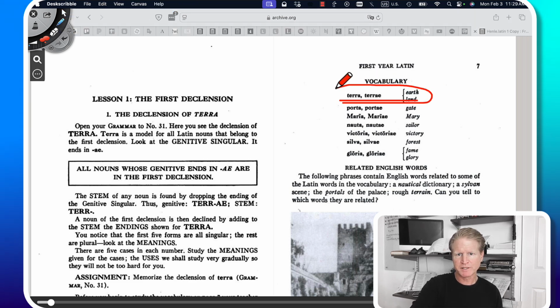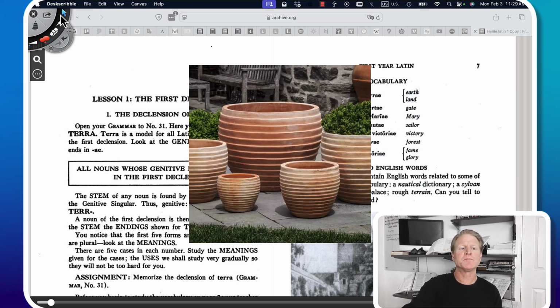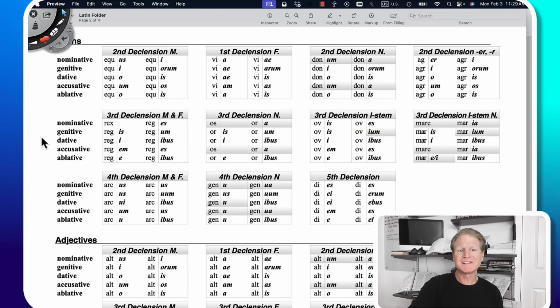By the way, this is where we get the English words terrain, territory, extraterrestrial, from outside of our territory, terrestrial, meaning something having to do with earth. Even terracotta, which means baked earth, baked clay. Terracotta is a type of clay that we use to create pots. Anyway, we're going to take this word and we're going to decline it over here.